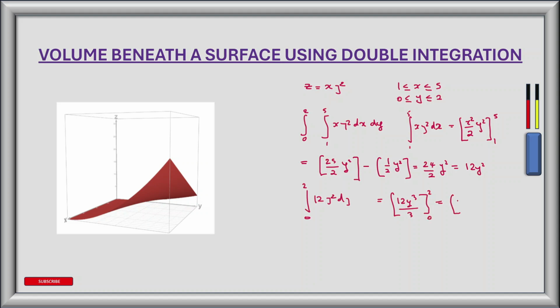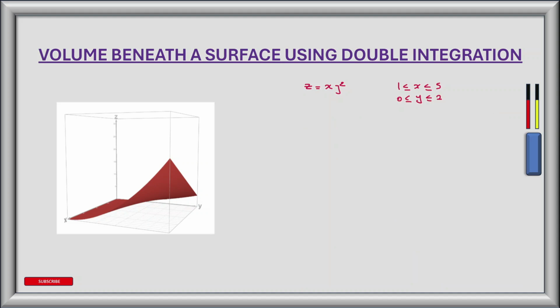So this is 4y cubed from 0 to 2. If we plug these values in, we put 2 in, we get 4 times 2 cubed, which is 8. And if we put the 0 value in, we just get 0. So this gives us a value of 32, which is our volume under the curved surface between x equals 1 and x equals 5 and y equals 0 and y equals 2.